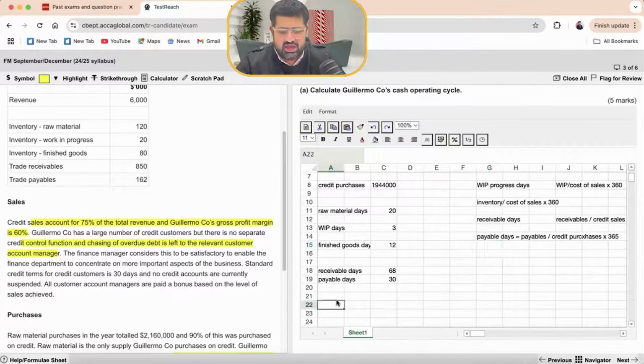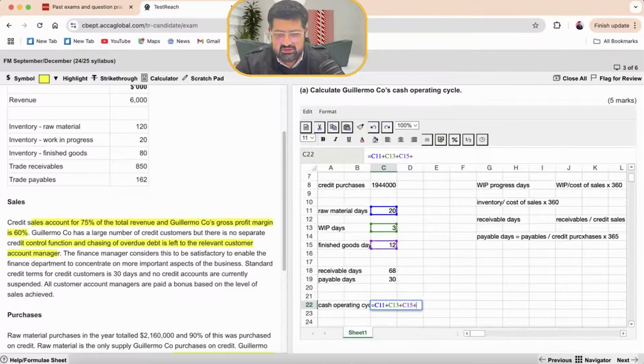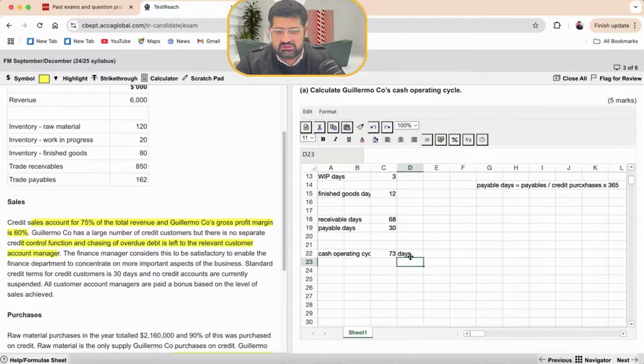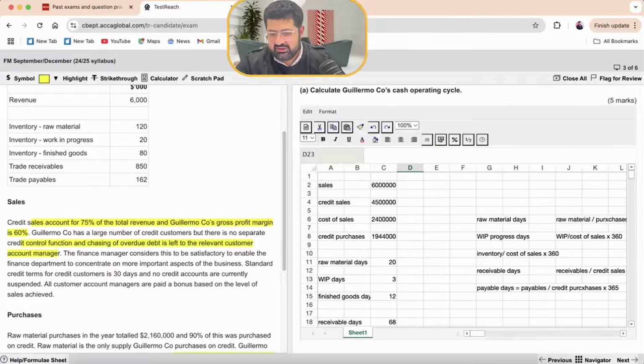So now cash operating cycle will be equal to raw material days, work in progress days, plus finished goods days, plus receivable days, minus payable days. So payable days has to be deducted from it. That is equal to 73 days is the cash operating cycle. Now, the next point. So this 5 marks calculation is already done.